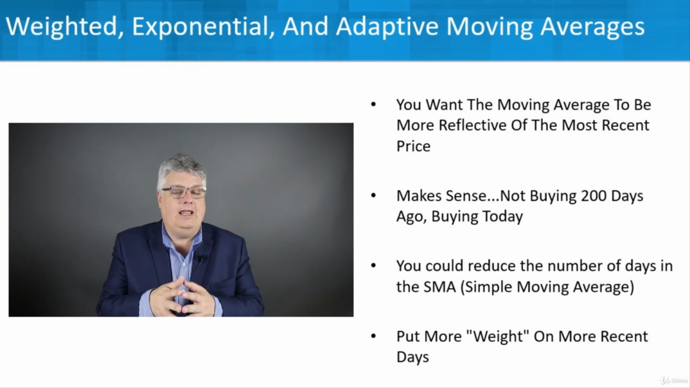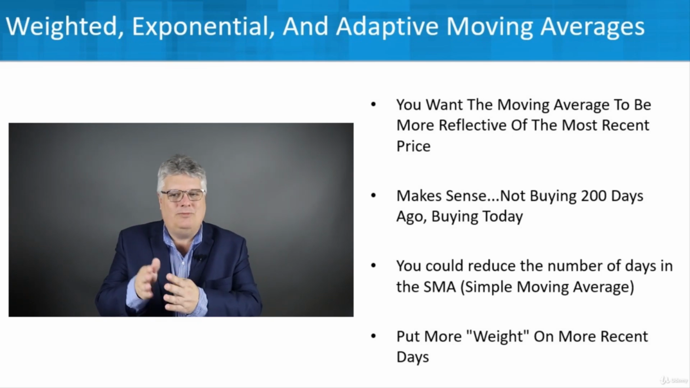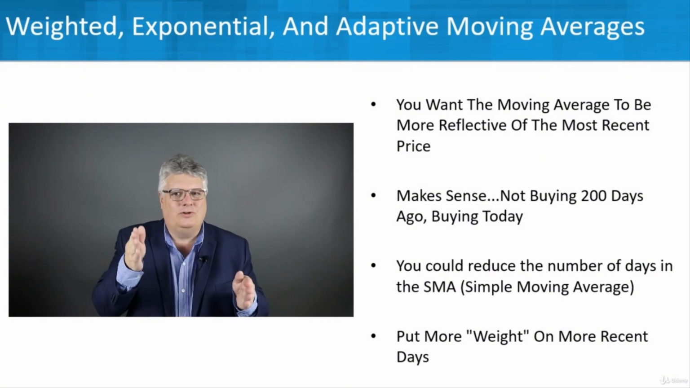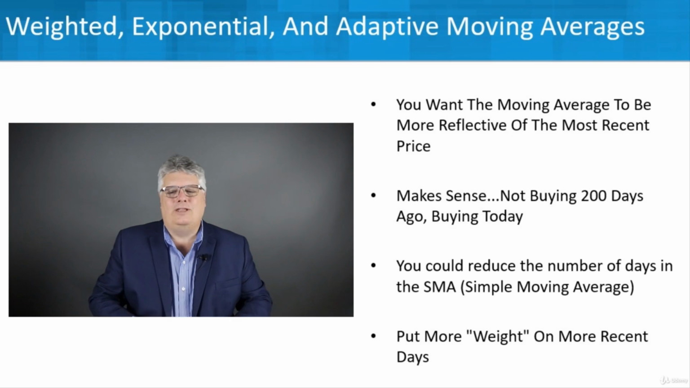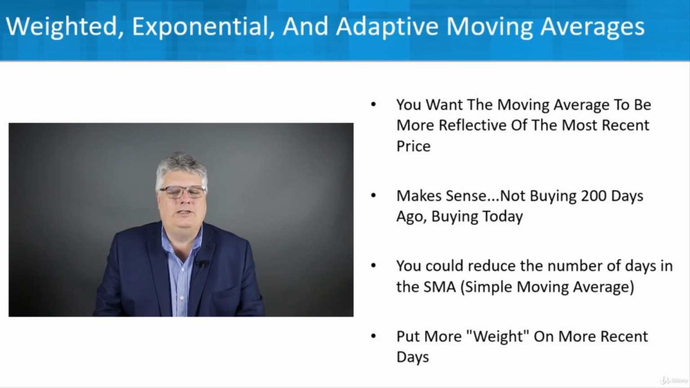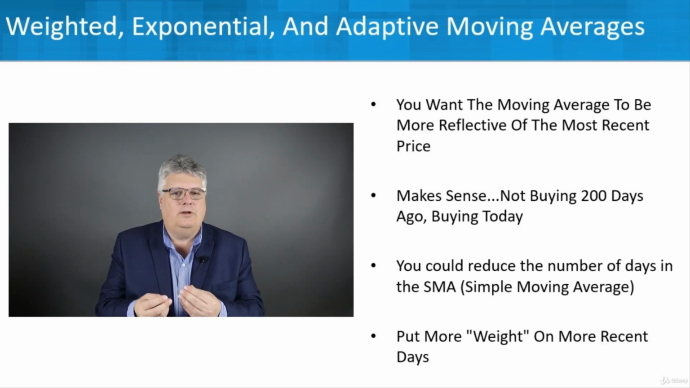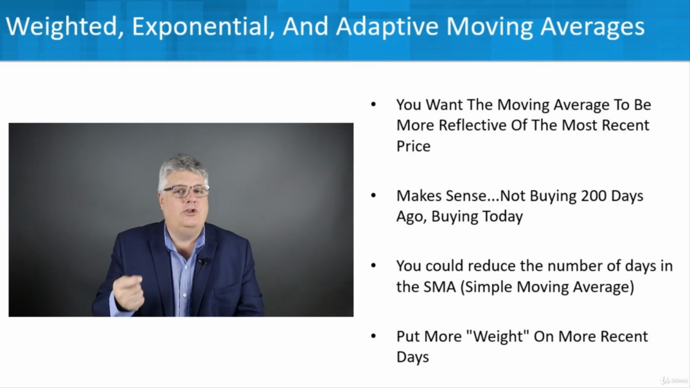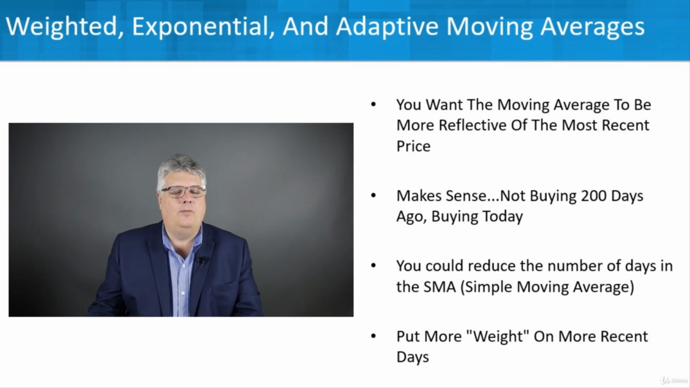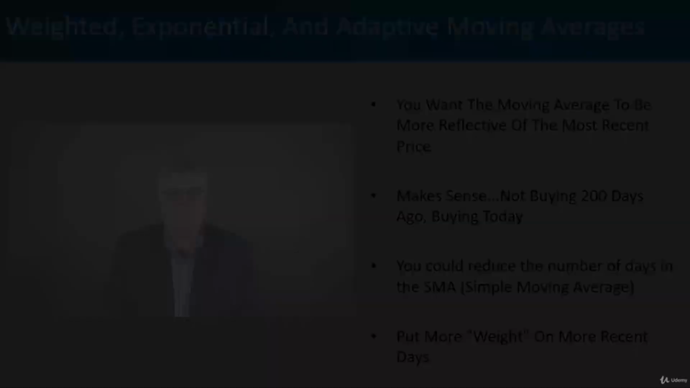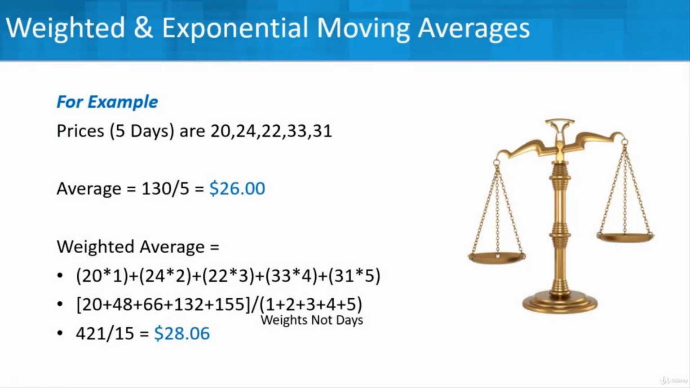Now, a couple ways you could do it. One is you could just reduce the number of days in the simple moving average. A 10-day simple moving average gives more weight to 1/10th, versus, say, a 50-day moving average where it's 1/50th. But you can also use moving averages that intentionally put more weight on more recent days, and that's what we're going to talk about here. So the first one we'll look at is a weighted average.